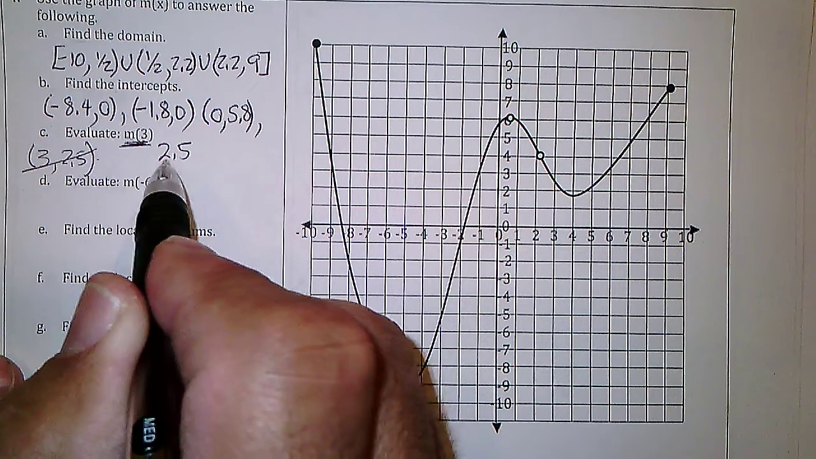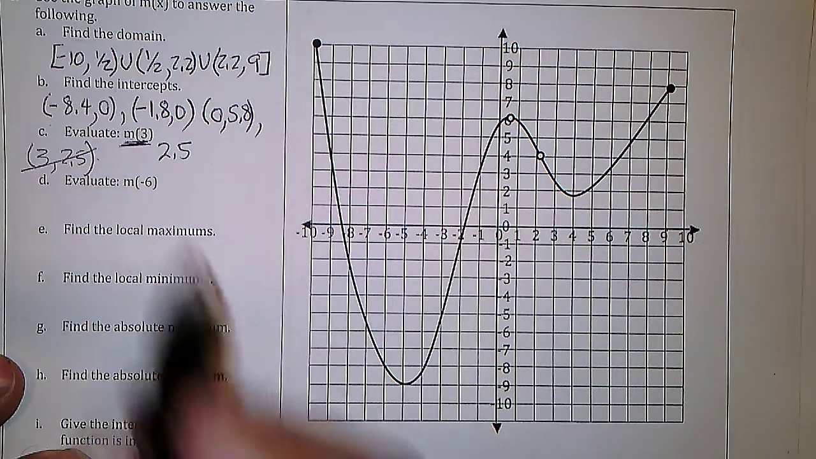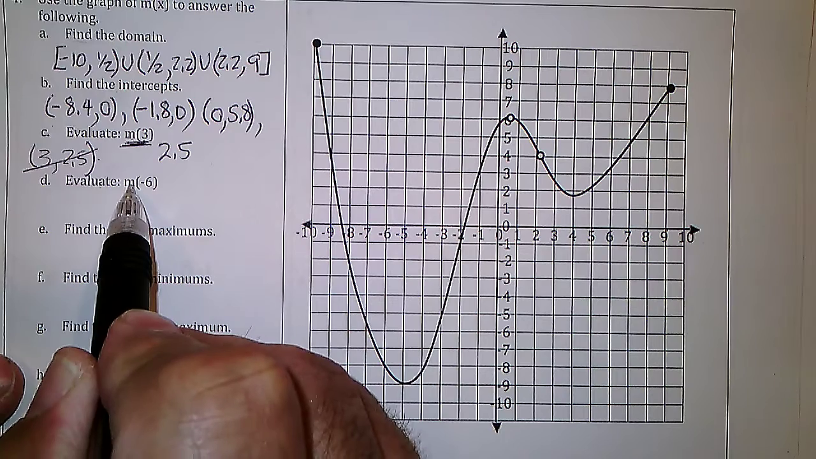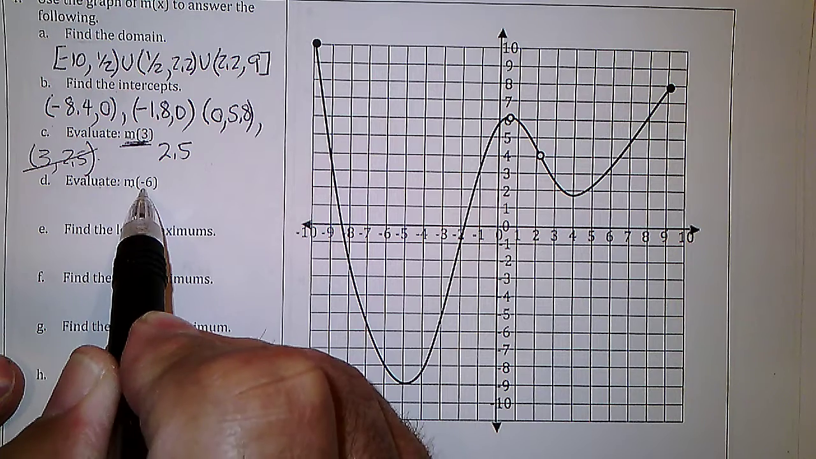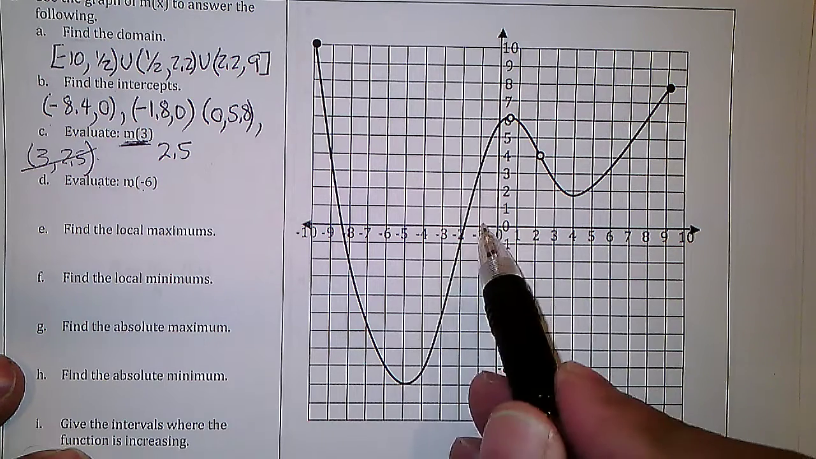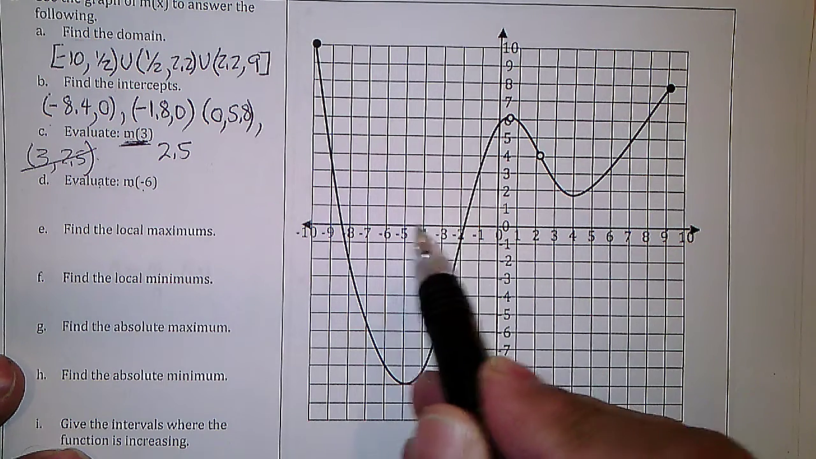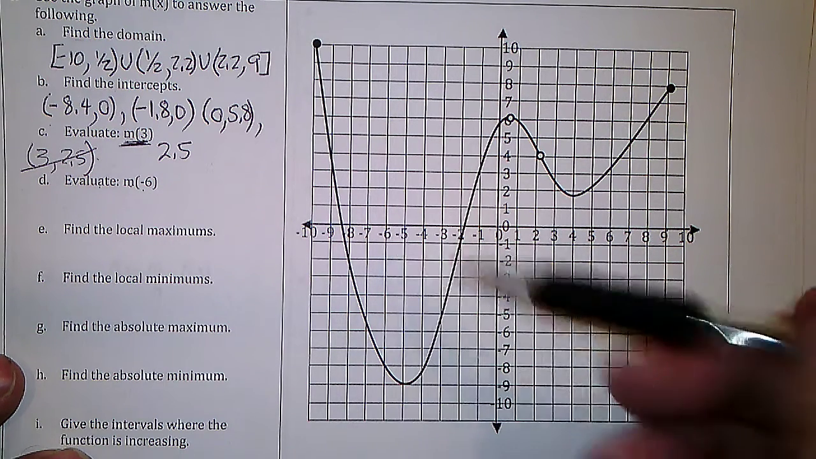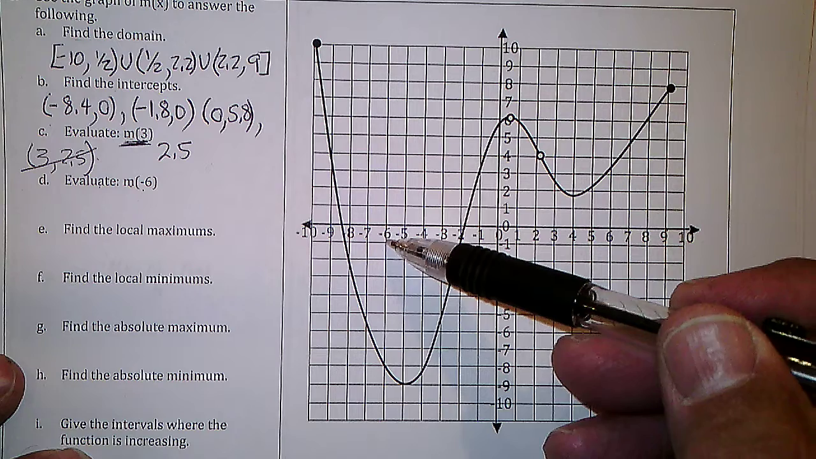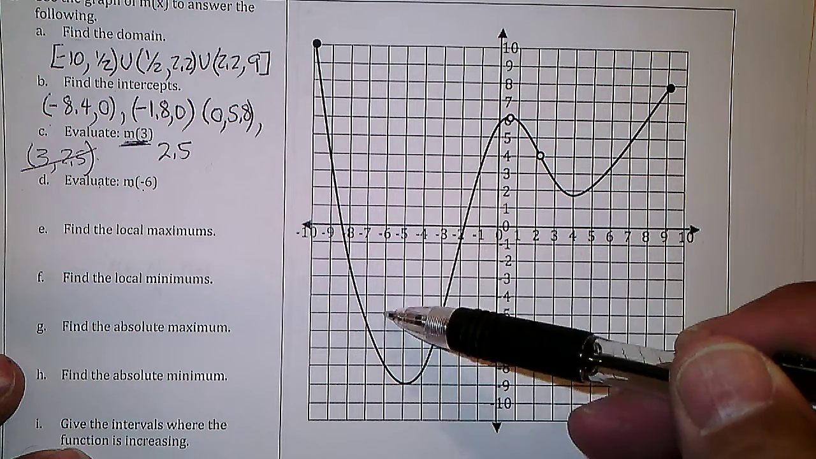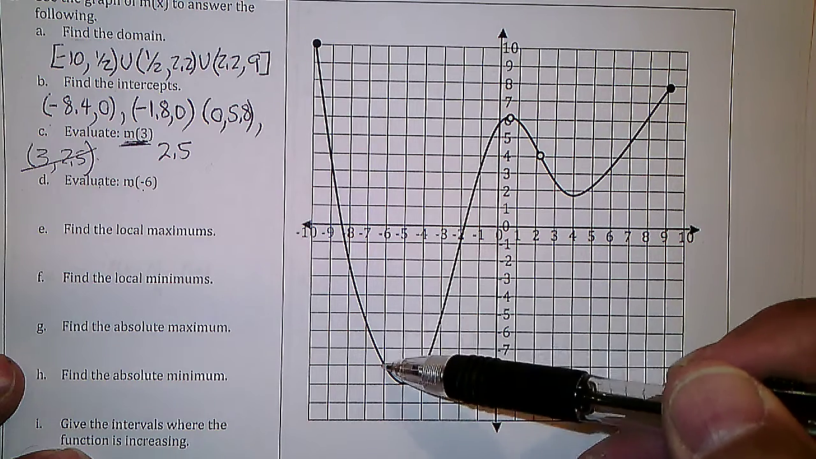x equal 3, 2.5. This says what is the y value when x is negative 6. Negative 1, 2, 3, 4, 5, 6. Looks like it's down. The y value is negative 1, 2, 3, 4, 5, 6, 7, 8.